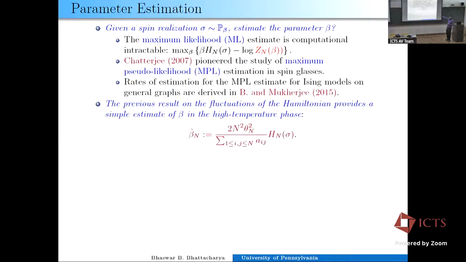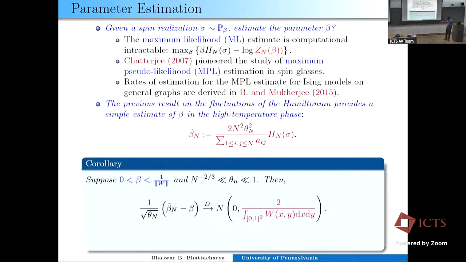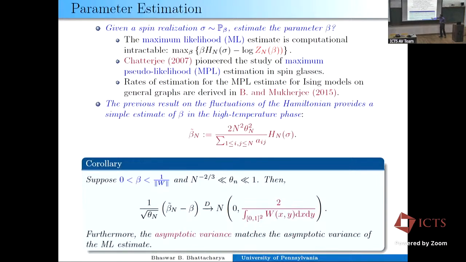So that's the estimate. Beta tilde is this estimate we just showed in the previous slide in the high temperature phase, and it is consistent. In fact, we have a CLT. In fact, we know this variance actually matches the variance of the MLE. So this simple estimator is actually, in a very strong sense, optimal. But it only works in the high temperature phase. Okay? But we get it for free by doing the Hamiltonian's analysis.